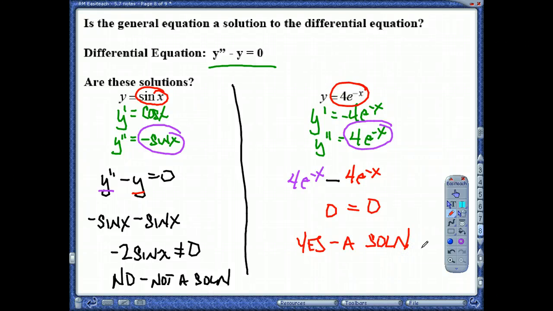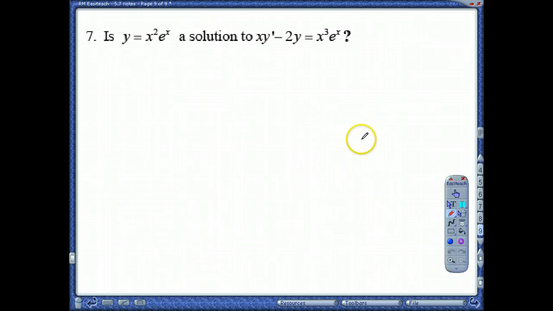Okay. So when they ask us, is it a solution, we need to find whatever derivatives they ask us to find and see if it works. Now this one I'm leaving up to you. Now this one's a little bit weird. You only have to find the first derivative and you're plugging that in. So when you look at this, you've got your y right here. So you're going to plug that in.